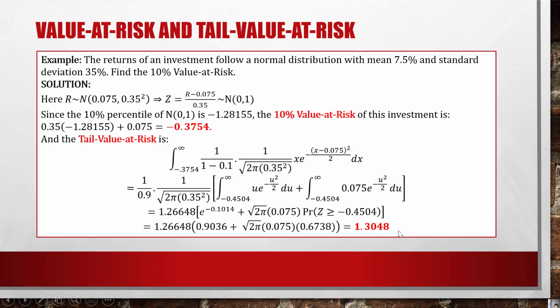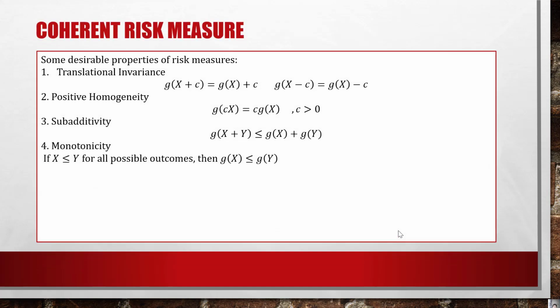See that? So I have gone over the 4 different risk measures and how to compute them. Now we consider the properties of the risk measures. We have 4 main properties of risk measures. The first one is translational invariance: g of (x + c) is equal to g of x plus c, and g of (x - c) is equal to g of x minus c. The second is positive homogeneity: g of (c times x) is equal to c times g of x, where c is a positive constant.